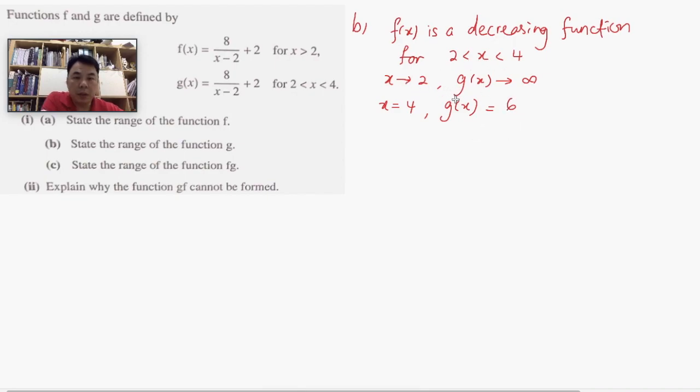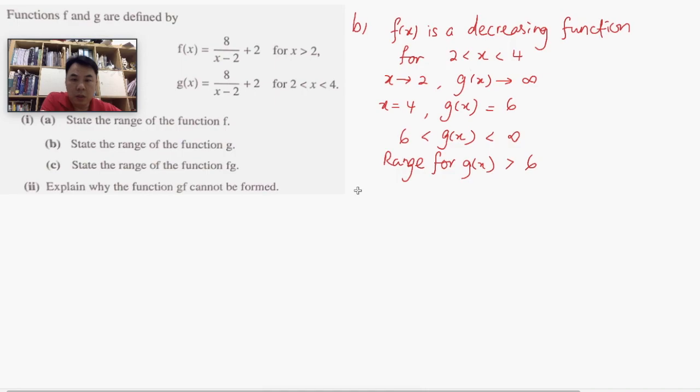So from here we can conclude that gx is greater than 6 and then less than infinity. So our first impression would be gx must be greater than 6 and must be less than infinity. Or to put it simply, we can say that the range for gx is basically greater than 6. Right, now that's for B. And then the finding for B is important for question C now.